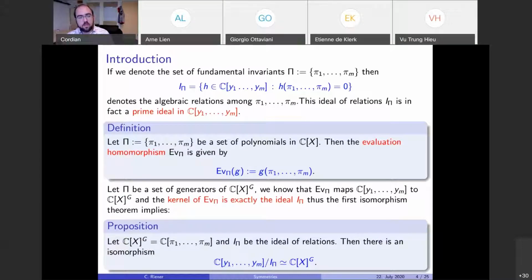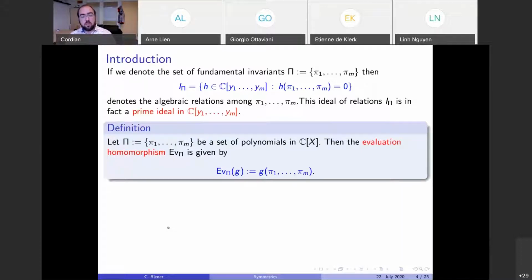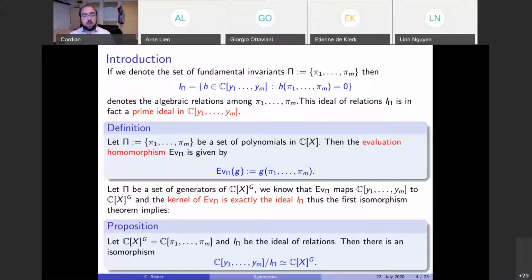If I fix a set of generators π of this polynomial ring of invariants, then we know that this homomorphism maps the polynomial ring in y1 to y_m to the invariant ring, and the kernel is exactly the ideal I. Thus, by the first isomorphism theorem, our invariant ring is isomorphic to the polynomial ring in y1 to y_m modulo the ideal of relations that we have.